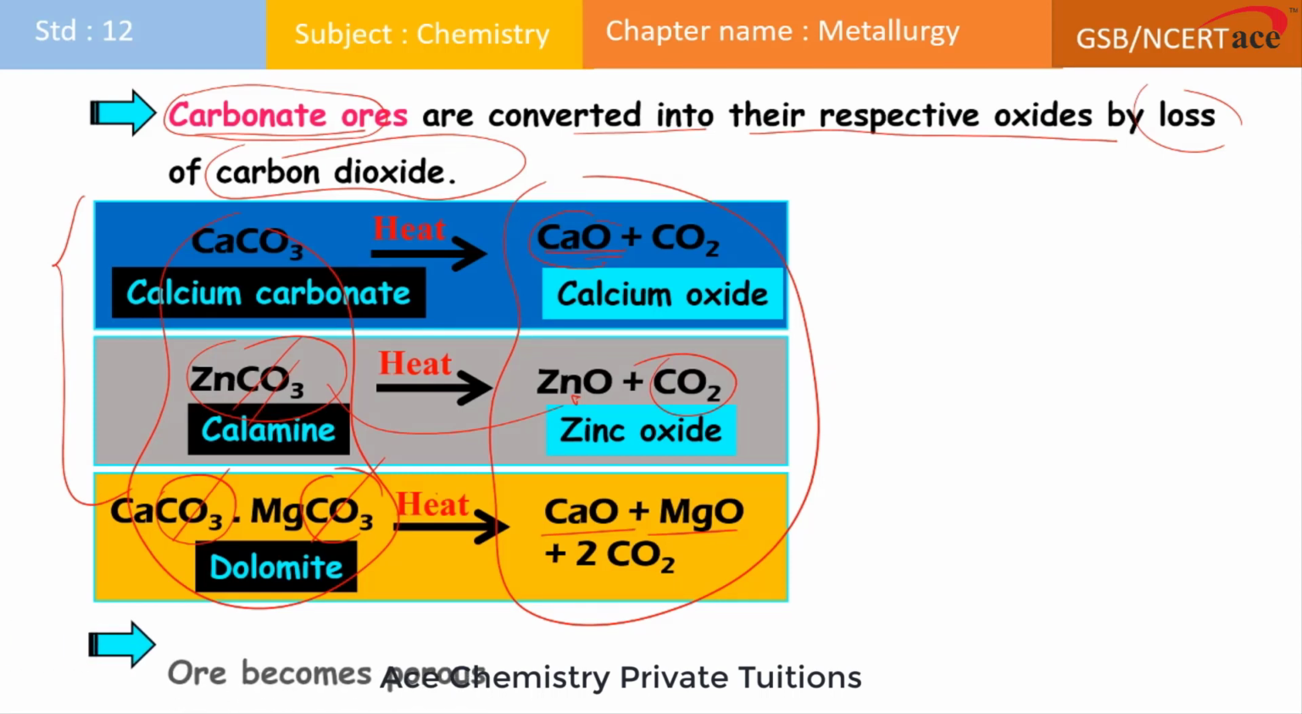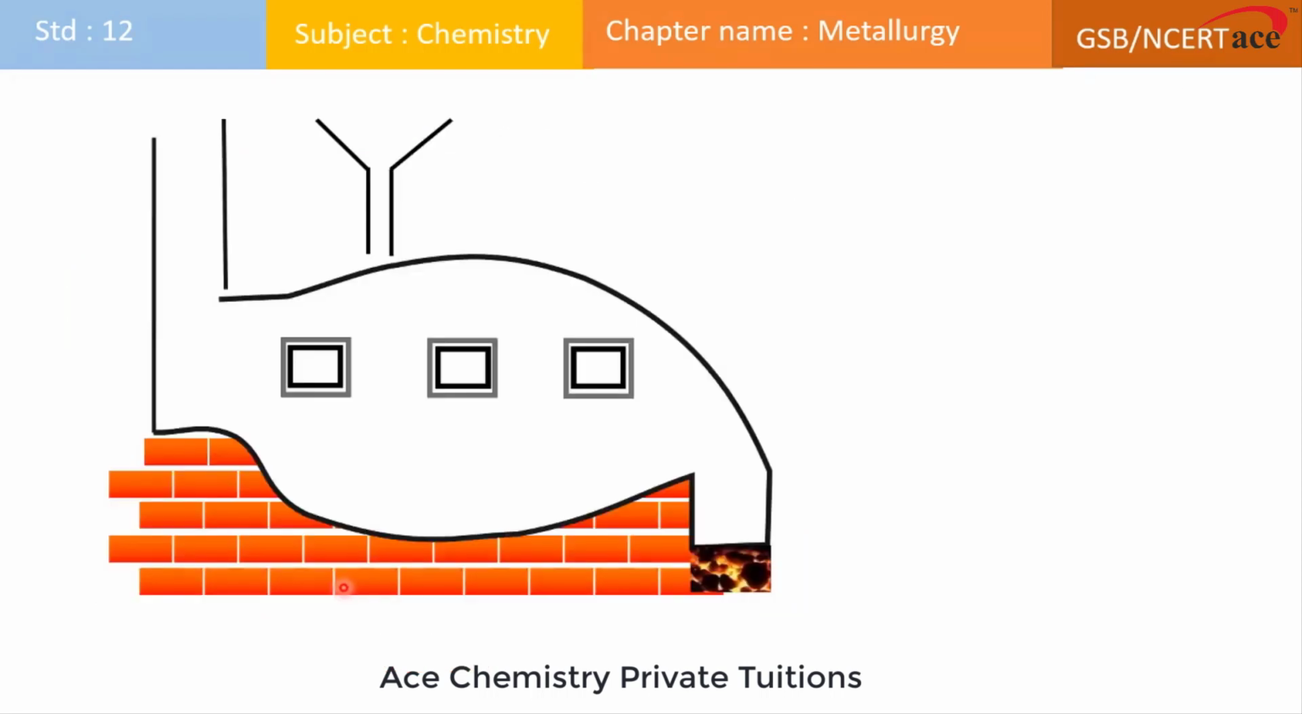So this is also one of the advantages of calcination. After heating this, since all the impurities are removed, the ore also becomes porous. When I'm saying porous, it means it will consist of small holes. If the ore becomes porous, then the processing of that ore becomes very easy.